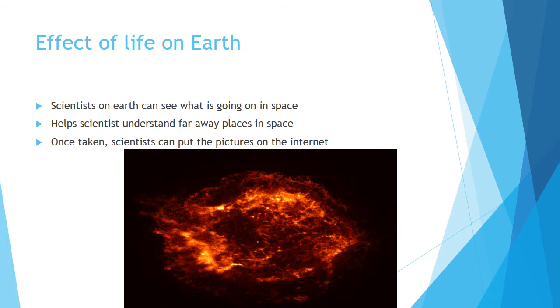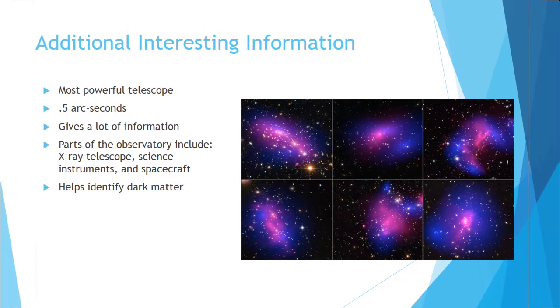So the effect on life on Earth is that scientists on Earth can see what's going on in space. So the pictures that are taken, it helps scientists to learn more about what's happening in the galaxy. So when the picture is taken, it gets sent to scientists, and they get to study those pictures and help us learn more about those photos, because they send them online so we can learn more about them.